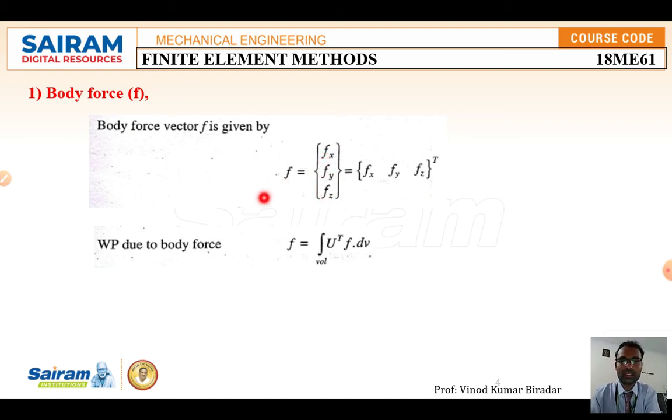The work potential due to body force is given by the integral over the total volume of u transpose f dV, where u is the displacement in three directions. This is the first equation, you have to remember this.